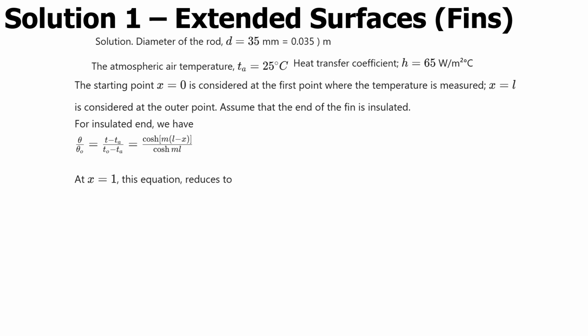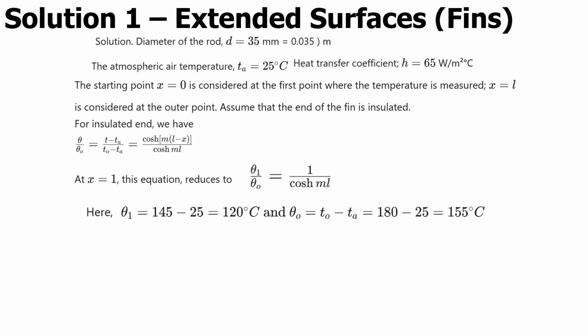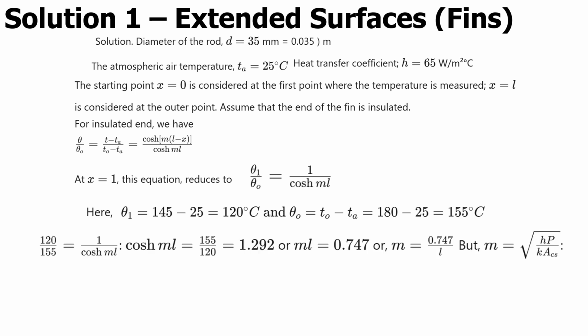Now at x equals L, this equation simplifies to theta L over theta naught equals 1 over hyperbolic cosine of m times L. Now from the problem, we can calculate theta L equals 145 minus 25, which is 120 degrees Celsius, and theta naught equals 180 minus 25, which is 155 degrees Celsius. So 120 over 155 equals 1 over hyperbolic cosine of m times L.